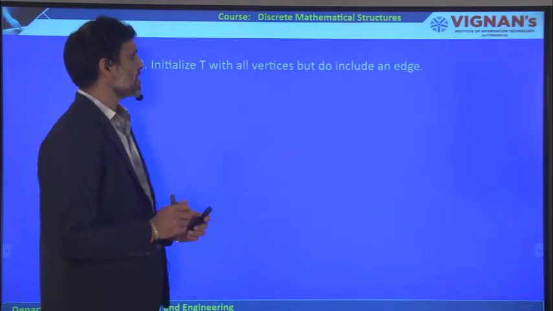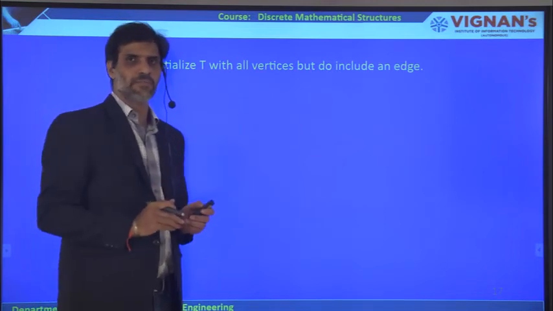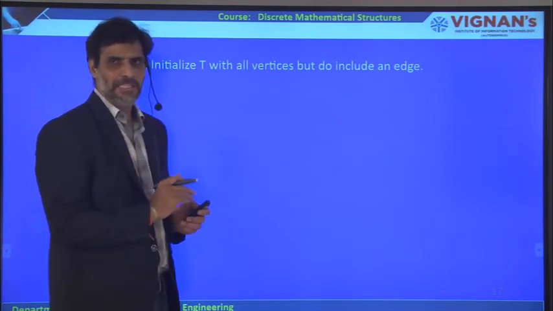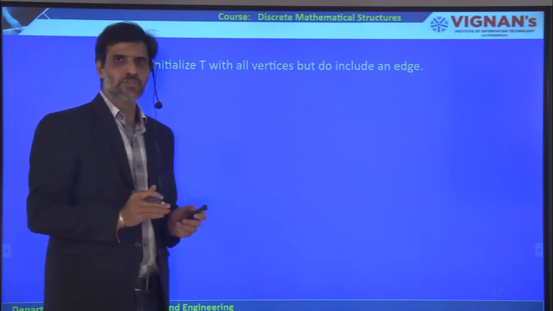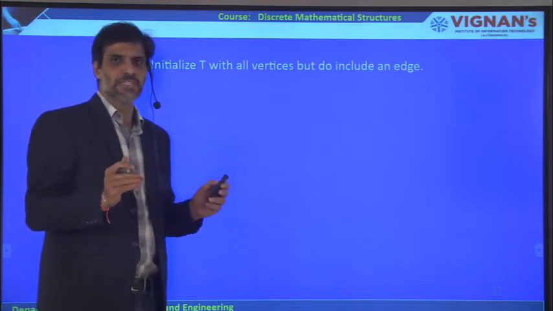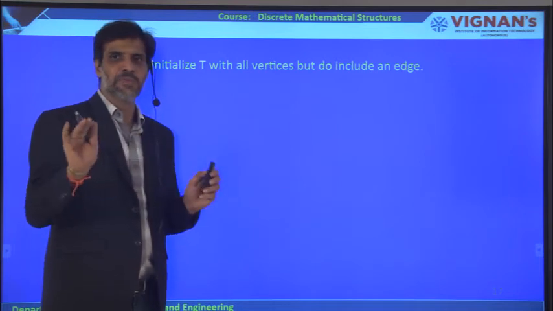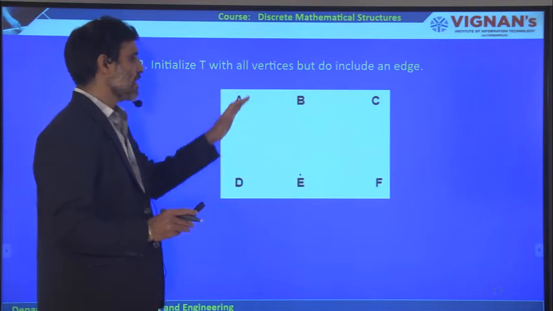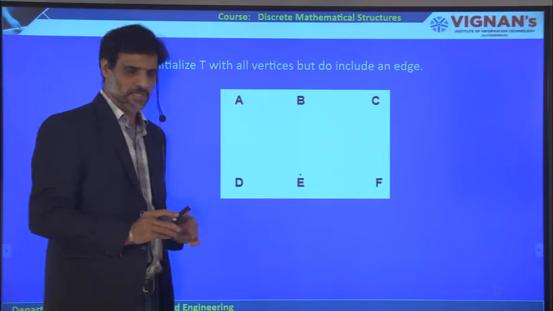Now initialize T with all vertices but do not include any edge. Once you have ordered the edges in increasing form, the next step to get a minimum spanning tree is to start with all the vertices given in the graph. Only take the vertices and do not take any edge between them. How many vertices are given? Totally 6 vertices are given. I have taken the 6 vertices like this.